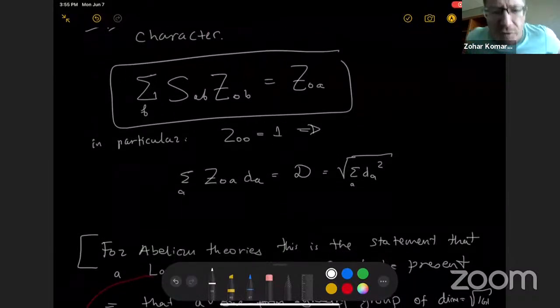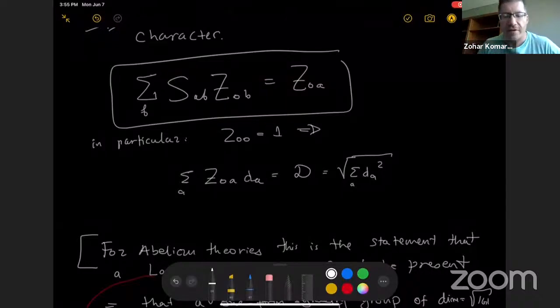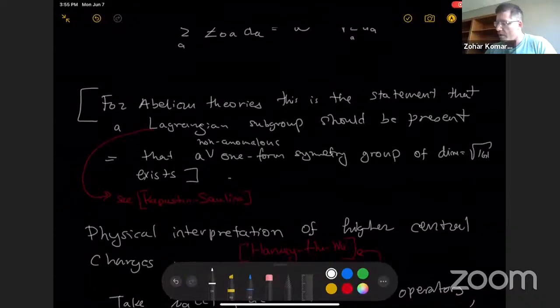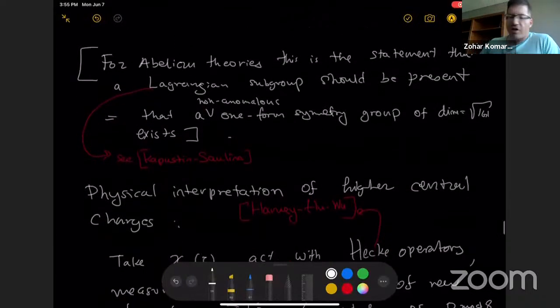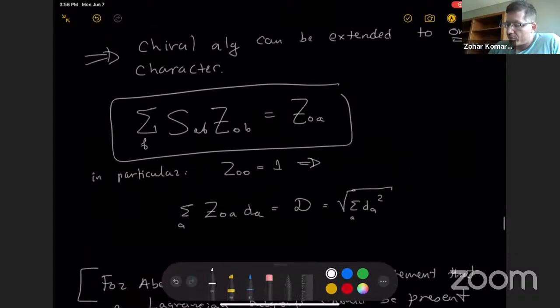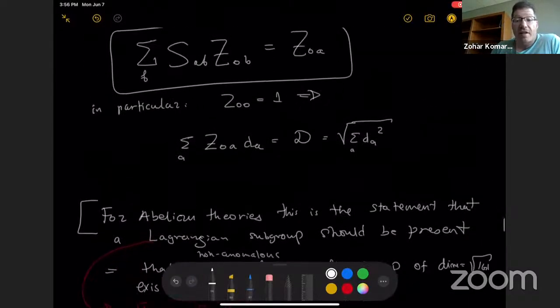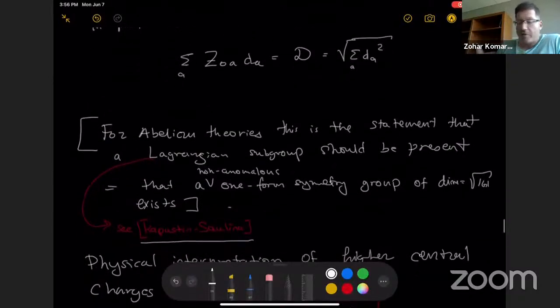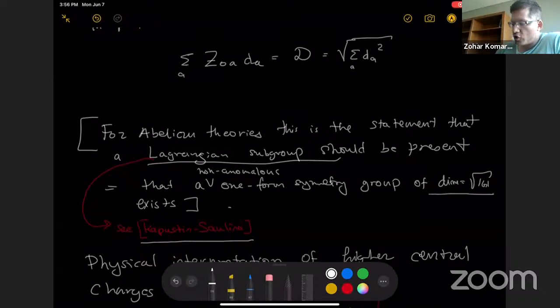Okay, so here I just derived quickly some sufficient conditions and necessary conditions that follow from that, but I won't go into it as I'm running out of time. I just want to make a quick comment that relates this story to Kapustin's work. This point of view using the S matrix makes it clear that this subject is very much connected, for abelian theories, to having a Lagrangian subgroup of anyons, or in terms of one-form symmetry, it's equivalent to having a non-anomalous one-form symmetry of sufficiently large dimension.